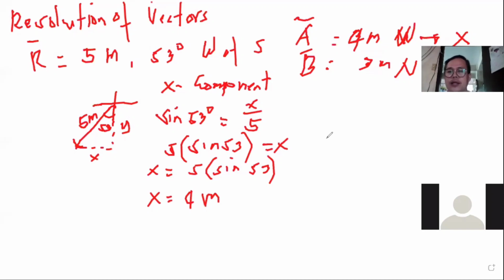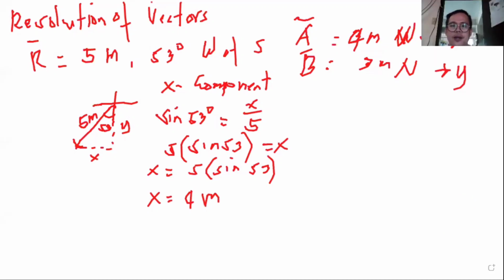But if we round off, it becomes 4 only. Alright, so let's now see whether your X is 4. And you will see the X is 4. So we return to the original given, and we resolve it again. Let's check for your Y, your Y component.